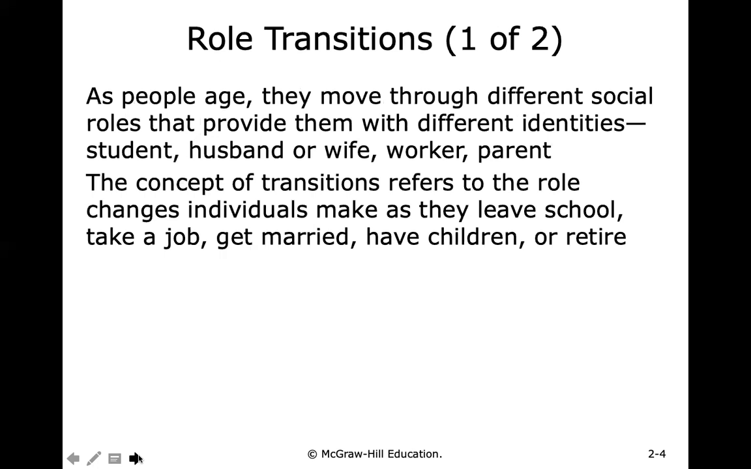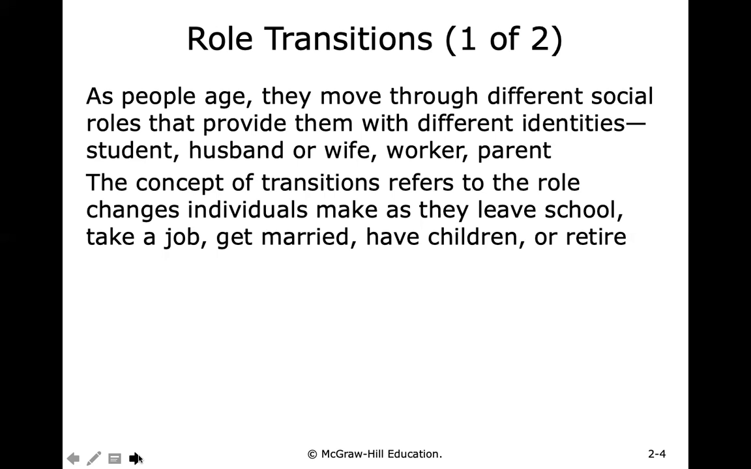We look at the life course framework within these role transitions, and as we age, we move through different social roles. And those different social roles are going to provide us with different identities. Right now, all of you are students. Some of you may be a husband or a wife. Some of you may be a mother or a father. Some of you, while you're going through school, also might be working. These are these different transitions that we see within society that are identified as role transitions, and they typically happen as we age.